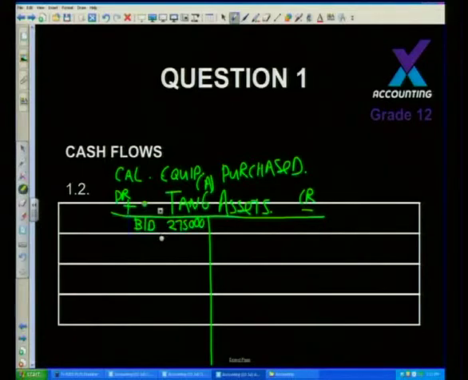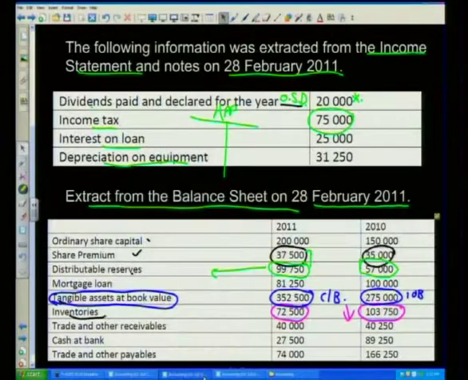275,000. So that's my brought down. Then my carried down, I'm going to put this right at the bottom, carried down at the end of the year. What are my tangible assets worth? So end of the year, 2011, my tangible assets are worth 352,500. Ty, are you going to remember that amount for me? 352,500.